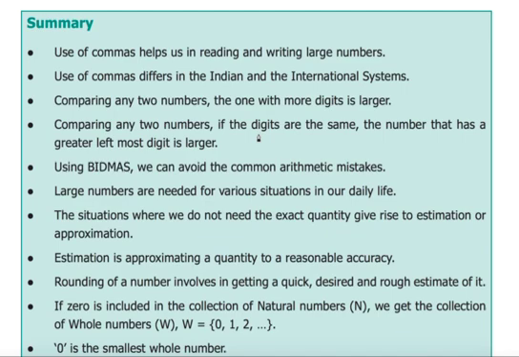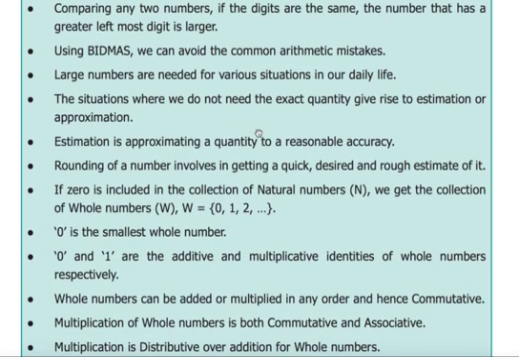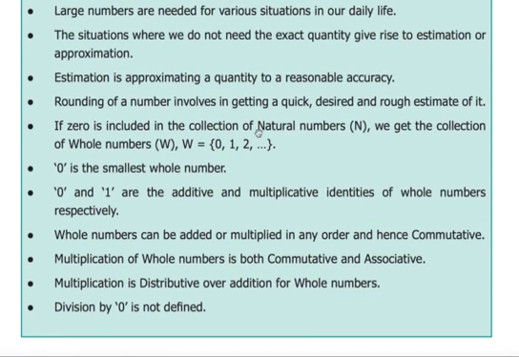Right. Using BODMAS, we can avoid the common arithmetic mistakes. Large numbers are needed for various situations in our daily life. In situations where we do not need the exact quantity, we use rounding or estimation. Estimation is approximating a quantity to reasonable accuracy. Rounding off a number involves getting a quick and rough estimate of it.